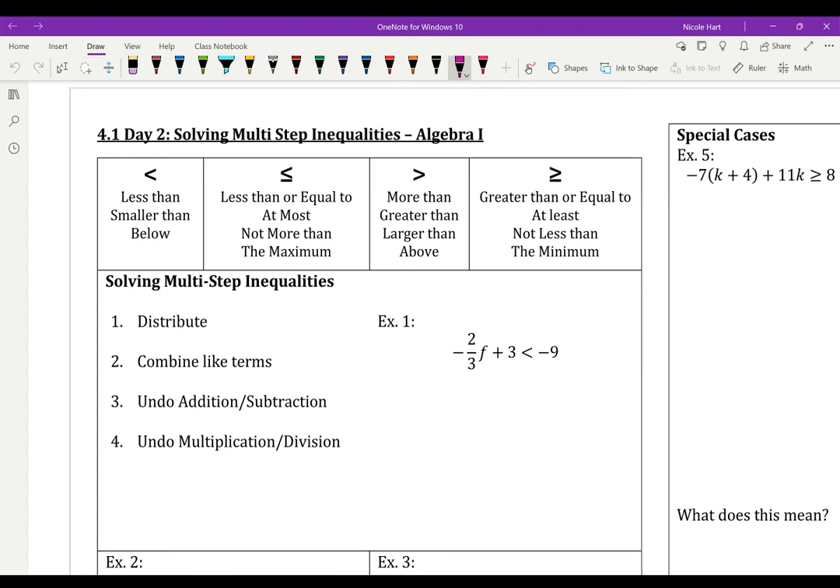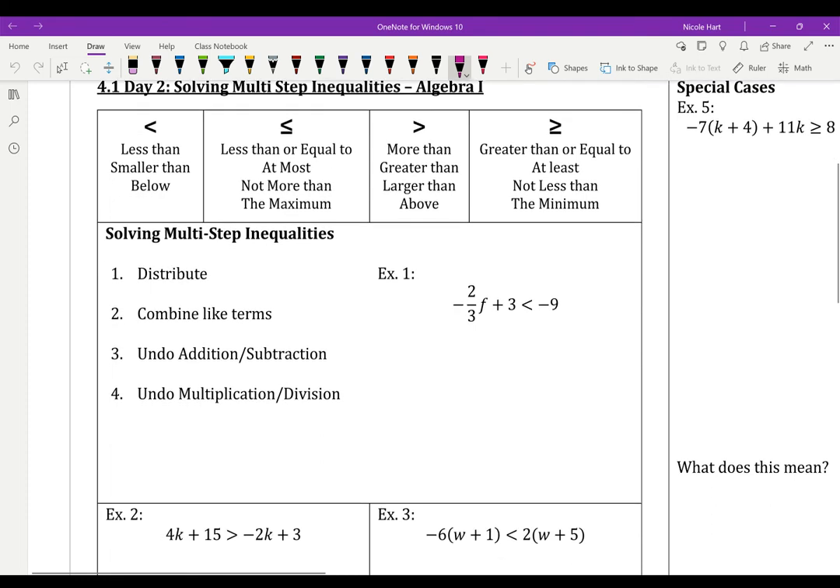Just as a reminder, we have the less than symbol, the less than or equal to symbol, the greater than, and then the greater than or equal to. Those are just there as a reminder. I'm going to jump right into solving our equations.